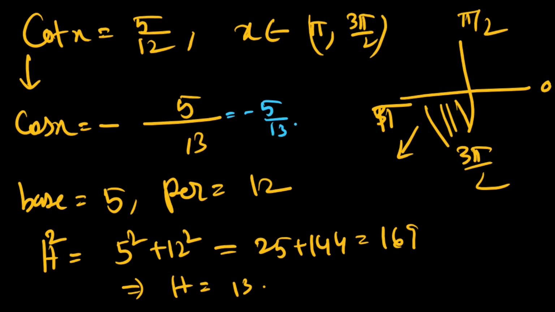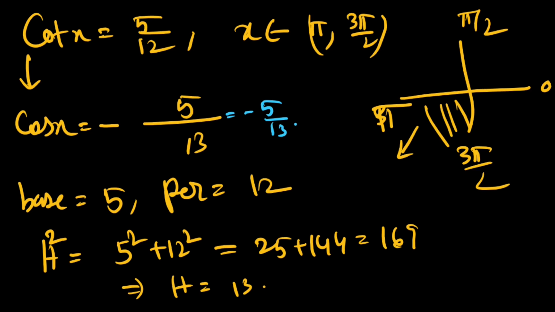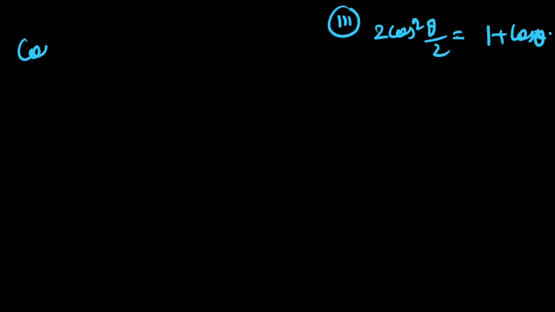Now we actually need the sine of x by 2 and cos of x by 2. So using this cos x value we find the sine of x by 2 and cos of x by 2. Now we use this identity, our third identity, 2 cos square theta by 2 is equal to 1 plus cos theta. So here we have cos x is equal to minus 5 over 13.